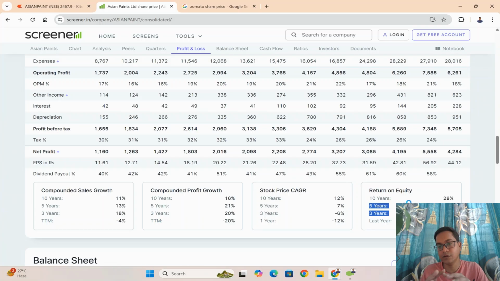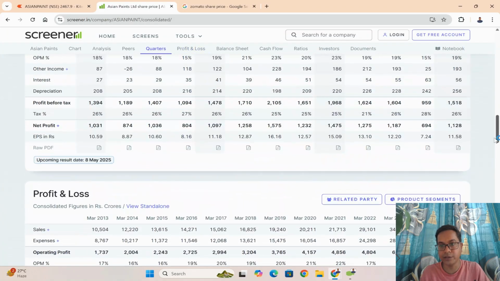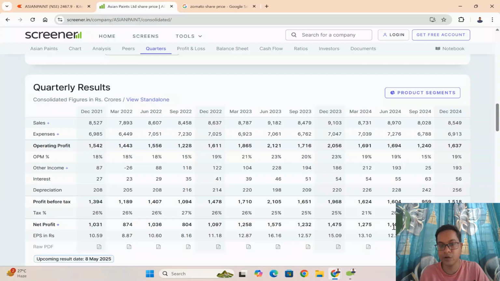So return on equity means whatever total assets the company has, how much it is making. If it is making more than 15 to 18%, it is good enough. Asian Paint is making like 28% consistently. There was a minor dip in one of the quarters, but again it picked up. This kind of place will be a very good entry. Many people are not able to enter into Asian Paint because the results were there, the sales were increasing, the profit was increasing, but the price was also increasing, so people are not able to enter.